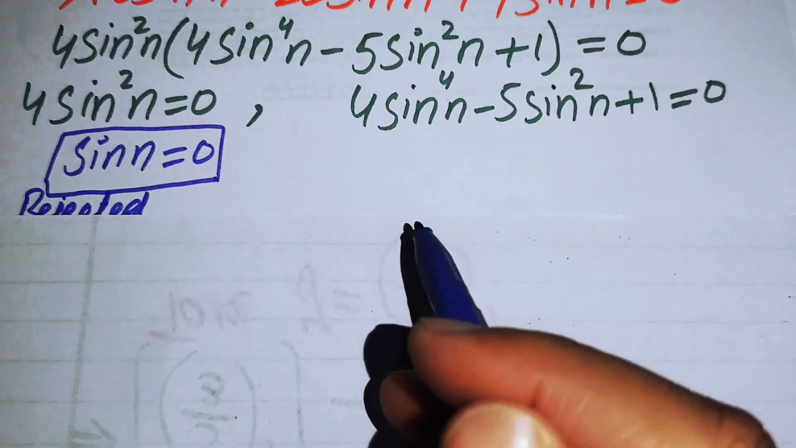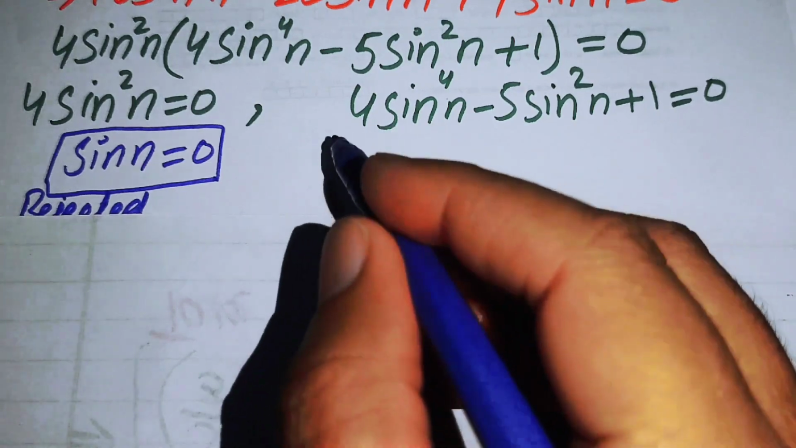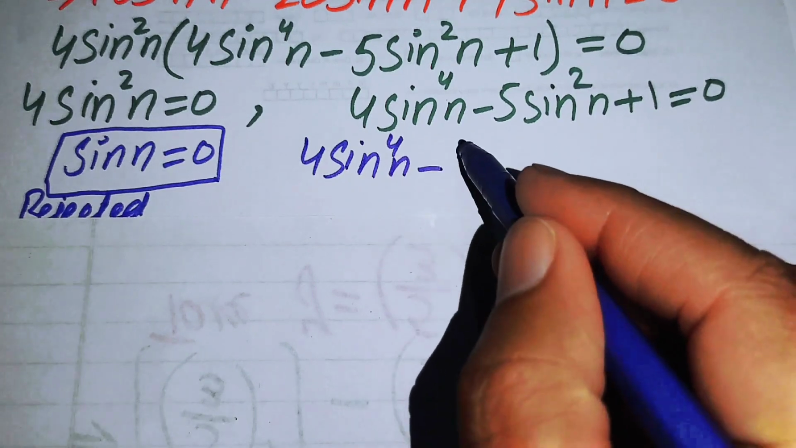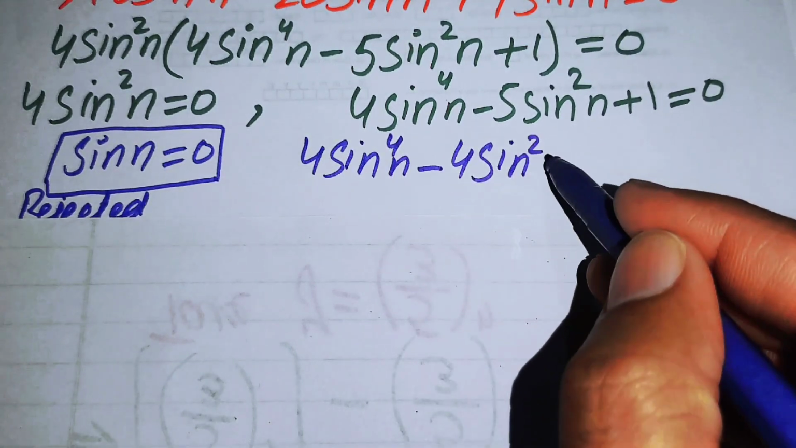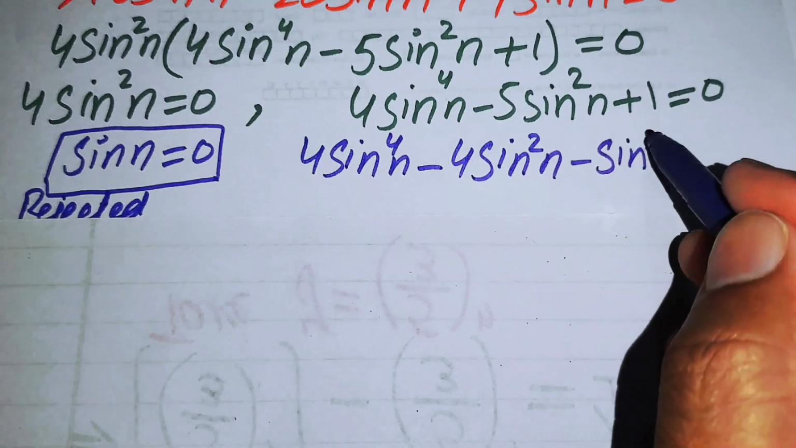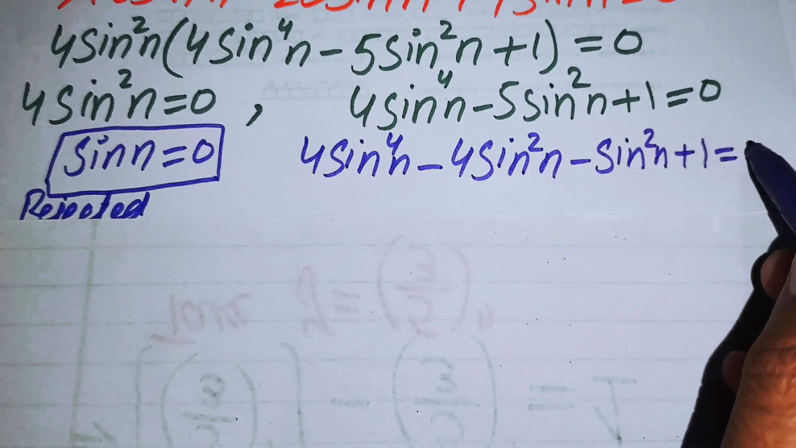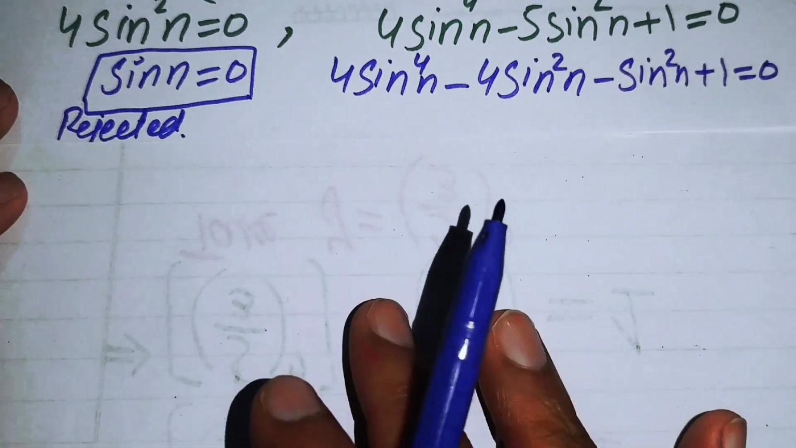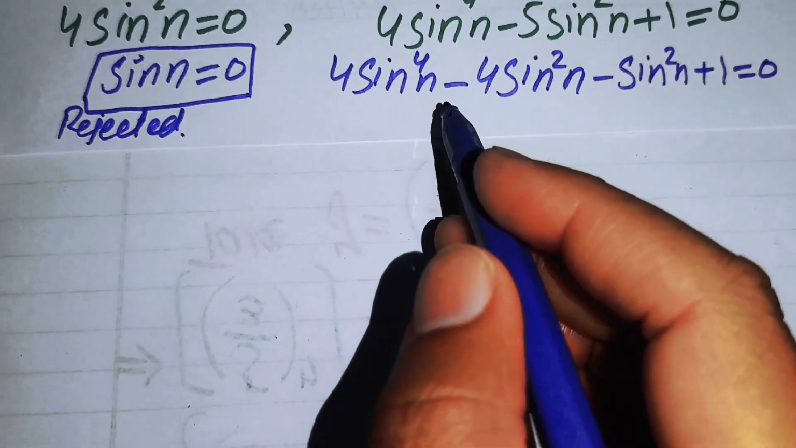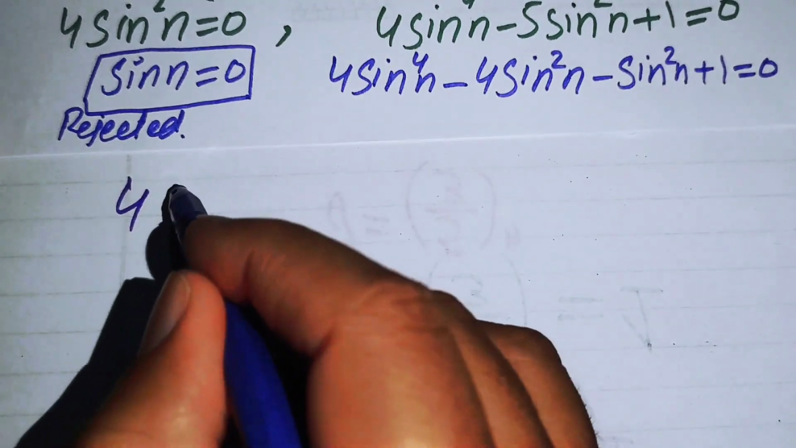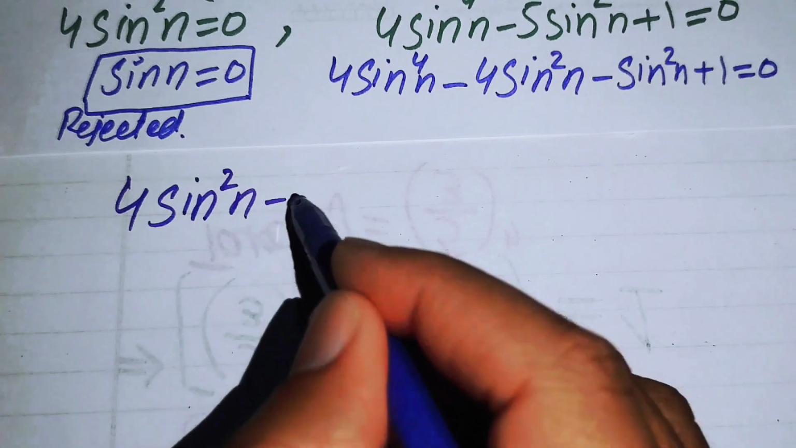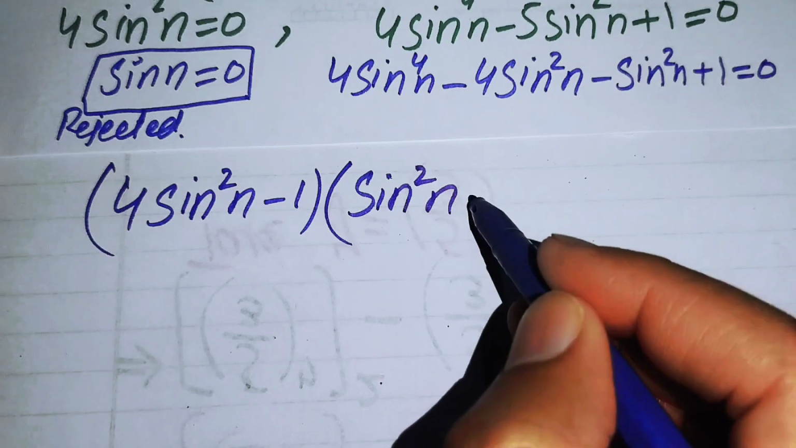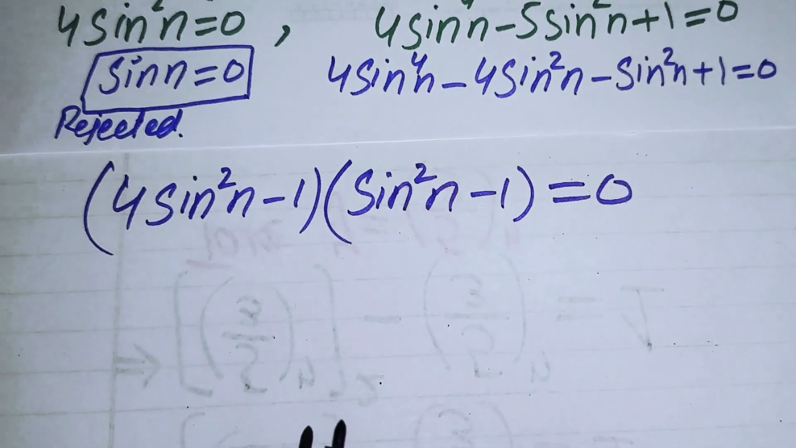In this case we will factor this equation, and we will write it as 4 times sine to the power 4 n minus 4 times sine squared n minus sine squared n plus 1 equals 0. After a little bit of simplification you will easily get the factors of this equation: 4 times sine squared n minus 1, into sine squared of n minus 1, and this whole equation equals 0.